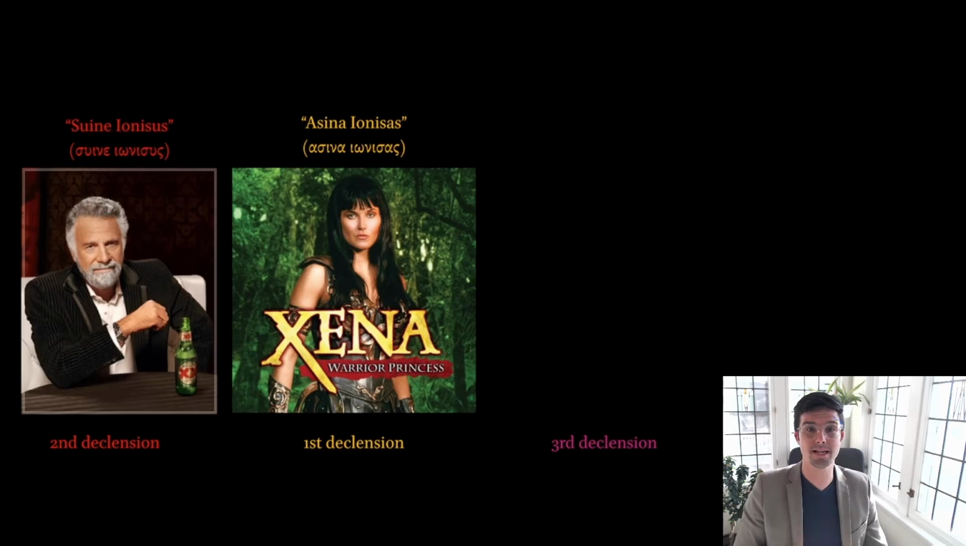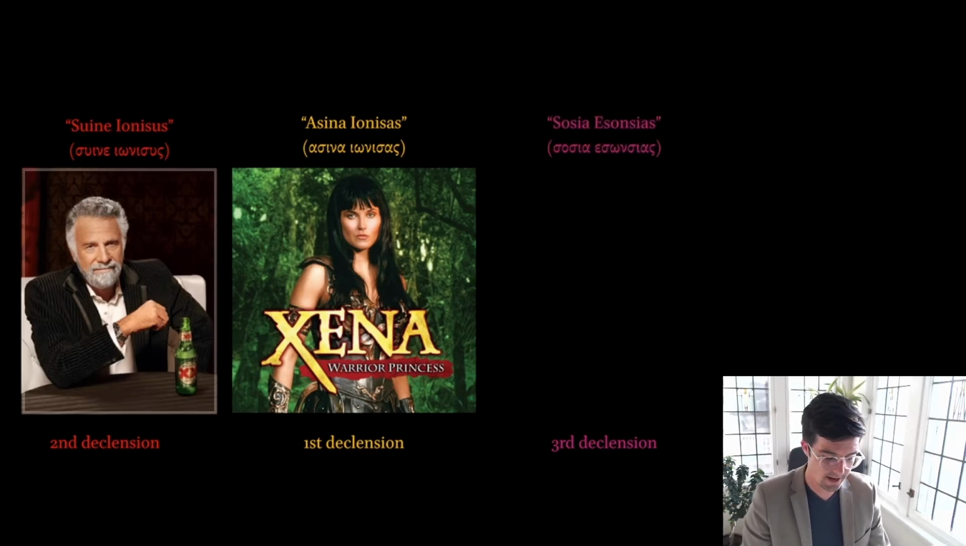So what I'm going to do is give you another mnemonic for the third declension. And the name of this person is Sosia Esonsias. Sosia Esonsias. Go ahead and say it with me 3 times. Sosia Esonsias.